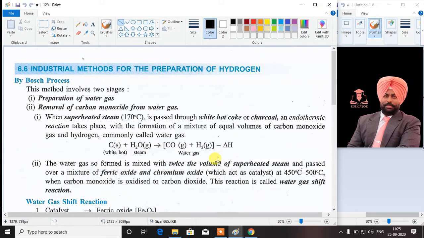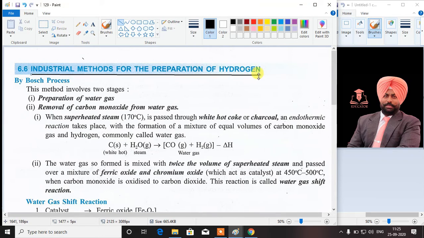In this video, we are going to discuss a few topics from the chapter Study of the First Element, that is hydrogen, from the book A New Approach to ICSE Chemistry, class 9th. And the topic which we are going to study right now is the industrial method for the preparation of hydrogen gas.